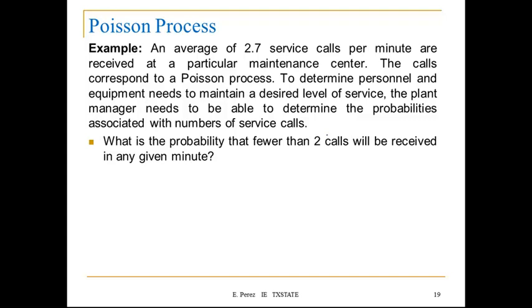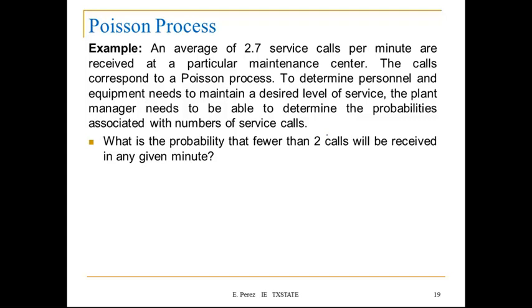Let's look at this example. An average of 2.7 service calls per minute are received at a particular maintenance center. The calls correspond to a Poisson process. To determine personnel and equipment needs to maintain a desired level of service, the plant manager needs to be able to determine the probabilities associated with the number of service calls. The question is, what is the probability that fewer than 2 calls will be received in any given minute?